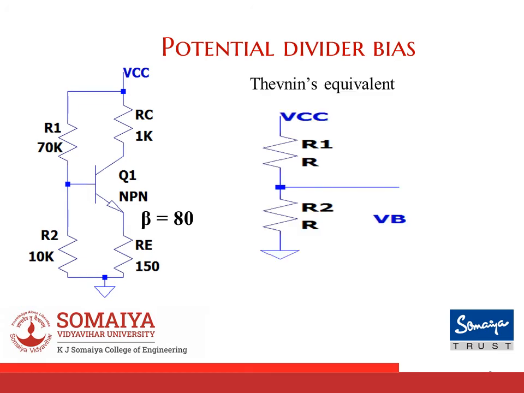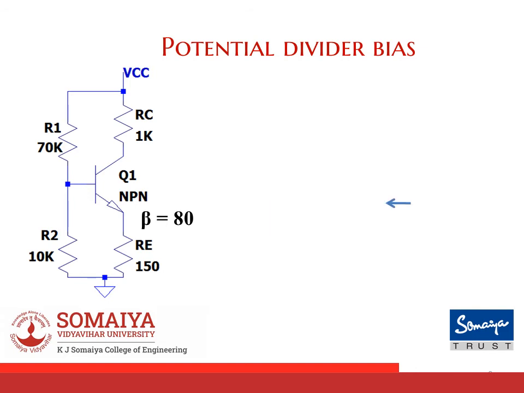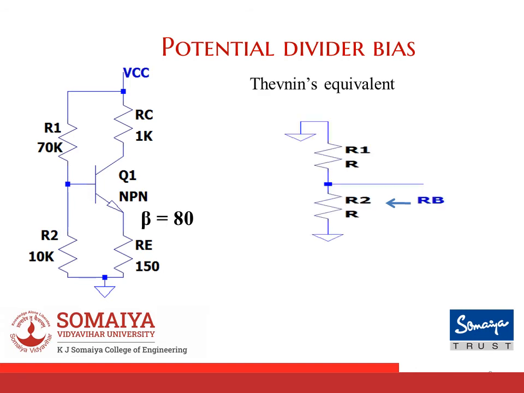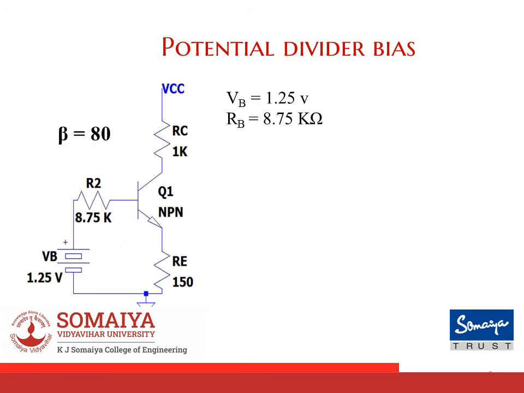The Thevenin's equivalent voltage can be found out by this equivalent circuit, where I have VCC and a voltage divider network formed by R1 and R2. So VB in this case is going to be equal to VCC into R2 upon R1 plus R2. Simply apply the voltage divider rule. Next, let's find out the equivalent resistance for the divider network. So we'll ground the DC source, and the equivalent resistance RB comes out to be the parallel combination of R1 and R2. The circuit shown here is the equivalent circuit for the voltage divider or potential divider network.